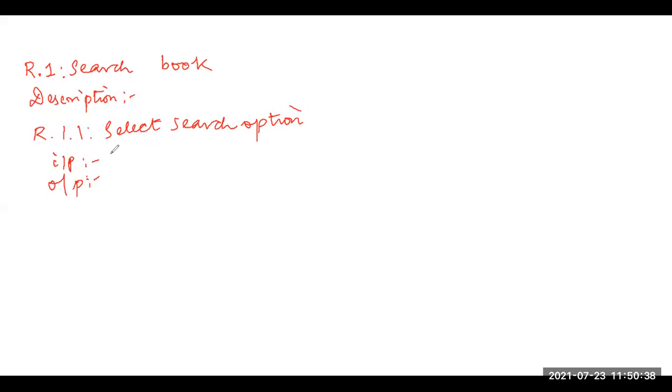Select search option, what will be the input? The search option. This is the input, and the output is the keywords. The user is prompted for the keywords, right? This is the output. Then what will happen? Then there will be a search and display.